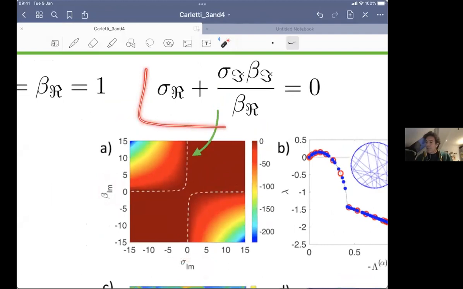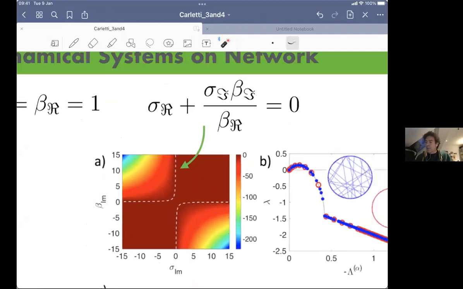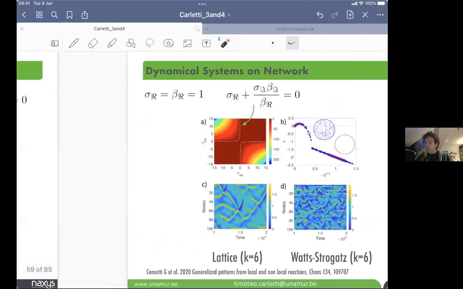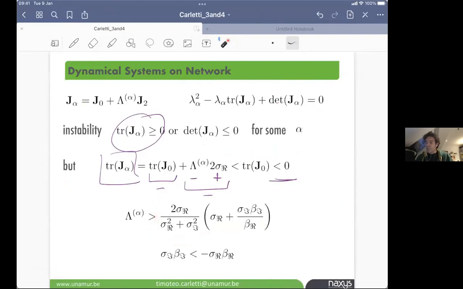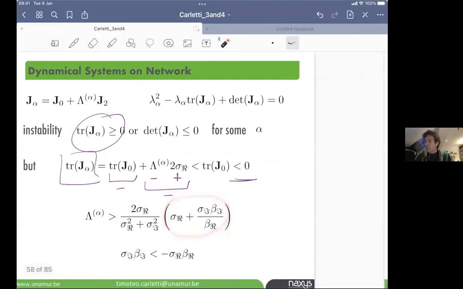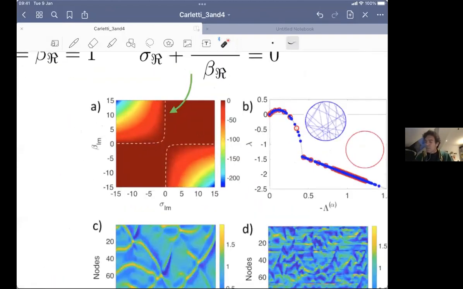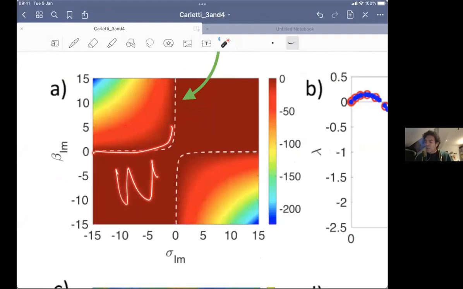And I plot this quantity. This quantity is the boundary of the condition that I have to impose, because this part is positive, so no problem. Only this part is what remains. So I'm plotting this part here, and in all this part here, you cannot have a pattern because this quantity is positive.